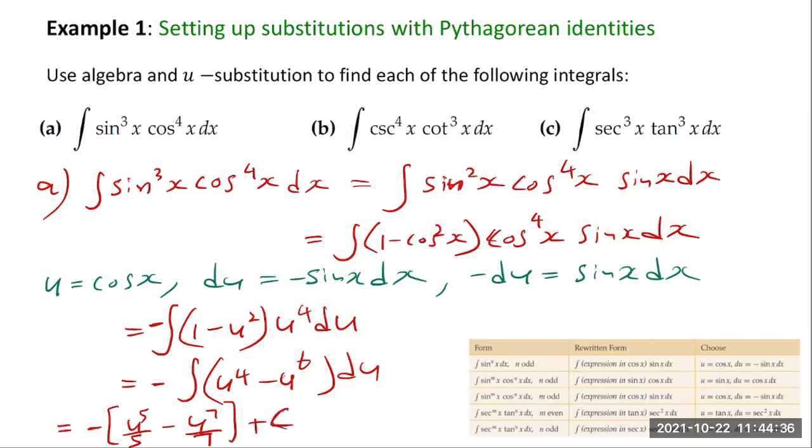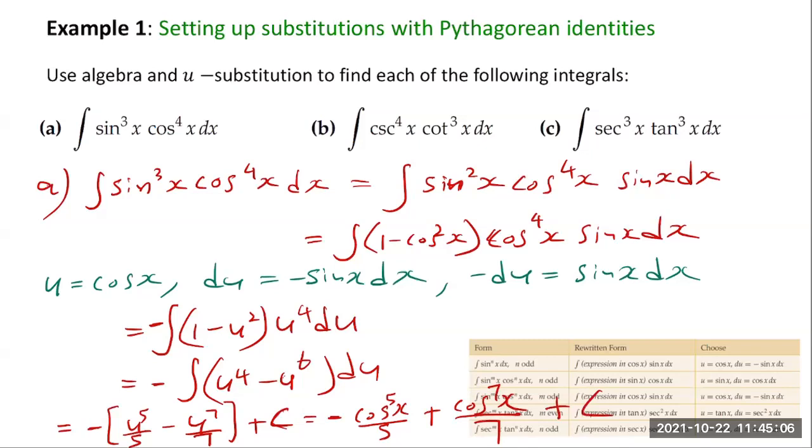Okay, now you are not done yet because you need to back substitute for u. Your u is cosine x. That's your substitution. So you back substitute that here. You get minus cosine 5x divided by 5 plus cosine 7x divided by 7. I'm sorry, I'm writing on the table, plus c. Okay, that gives you the answer.